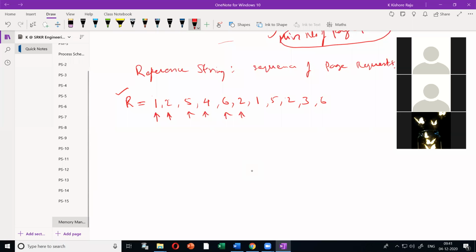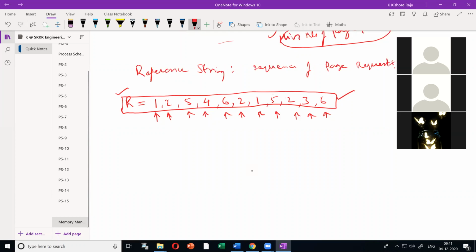Again, you can ask P2, again P1, again P5. So it may repeat. P2 again, you can ask P3, P6. So this I'll call a valid reference string.